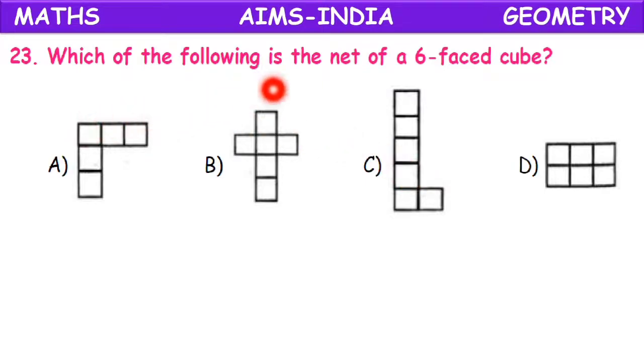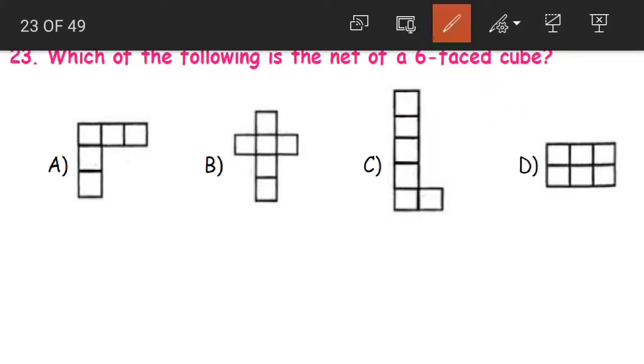Question 23. Which of the following is the net of a 6-faced cube? So what do we want here? We want a 6-faced cube. Net means, how do you say, children? This is like a paper pattern. When we fold it, we should get a 6-faced cube.